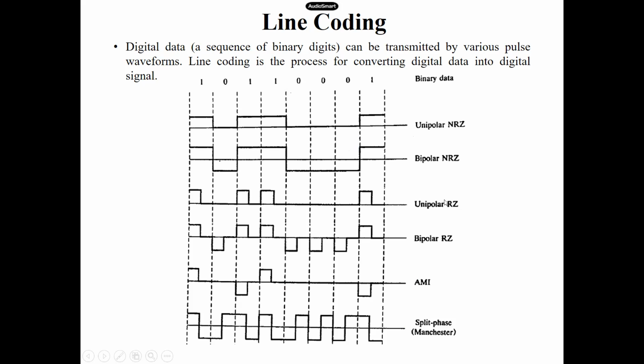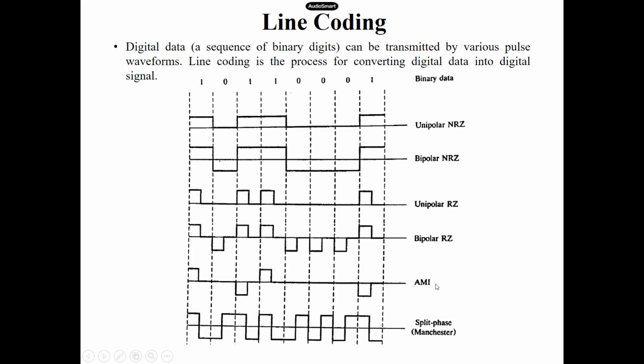Unipolar RZ means that a 1 starts from high, and a 0 starts from 0 here and ends at 0. So it's a waveform like this. And then you have bipolar RZ, which is of this form also. One is represented by a high and a low signal together in the same time period, and 0 is represented by a negative high, or you can say minus 1, and then 0.